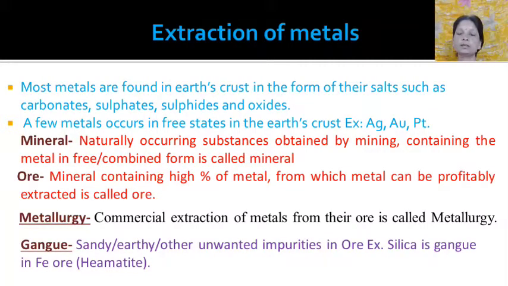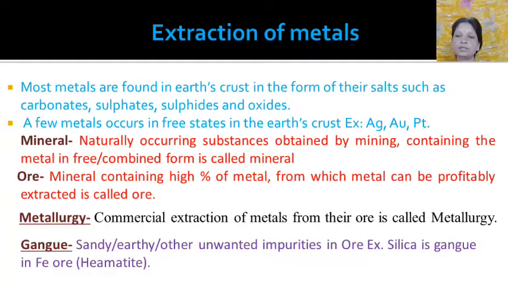Now let us discuss the next part of this topic, which is extraction of metals. For starting this, firstly we will discuss some of the terms which are asked in board exams. Most metals are found in the Earth's crust in the form of their salts such as carbonates, sulfates, sulfides and oxides. The exceptions are the noble metals like Au, Ag and platinum, that is gold, silver and platinum. These metals occur in free state in the Earth's crust, and the rest occur in the form of carbonates, sulfates, sulfides and oxides.